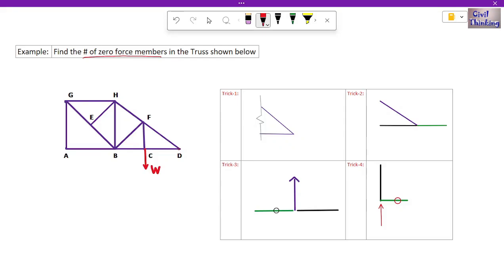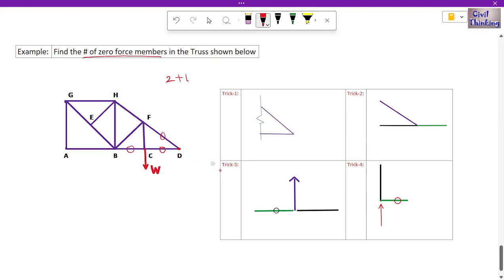Now joint D is similar to trick 1 because joint D has no load or no support, so these two are zero force members. Until now we have how many zero force members? 2. Now look at joint C. Because this is a zero force member, and we have one force here normally, so this is also a zero force member.